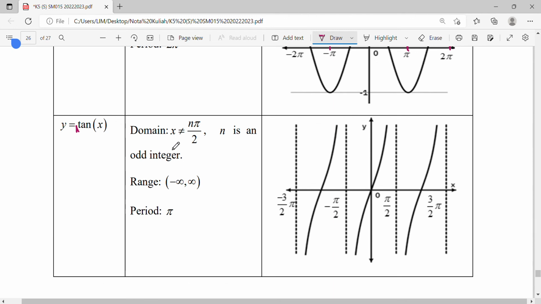One pattern of the graph, or what we call the period, is only until pi. So here will be our pi, and this is one pattern. Then you can notice that it repeats. So this is one period of the graph. Now it is already repeating the pattern of the graph. So that will be our tangent.